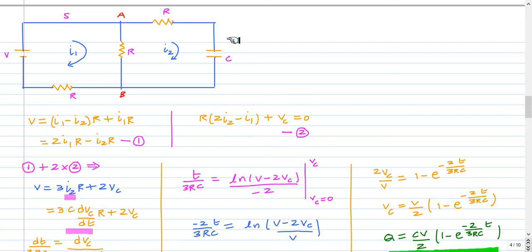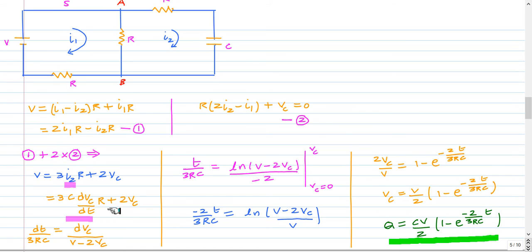We are interested in what is happening in the capacitance, so we can eliminate current I1. So here it is minus I1, here it is 2I1. So if we multiply the second equation by 2 and add the first, we can get rid of I1. So this gives V equal to 3I2R plus 2VC, and I2 is the current in the capacitor, that is dq by dt, and Q is C into V for a capacitor. Here it is C into Vc. So I2 is C into dVc by dt.